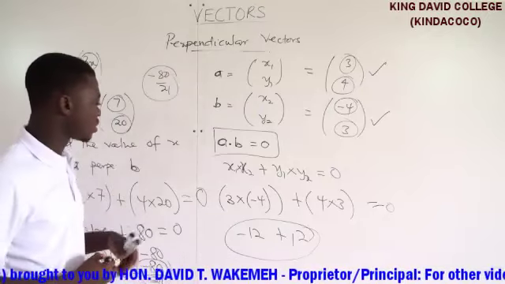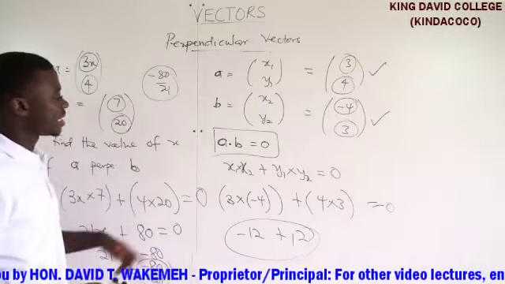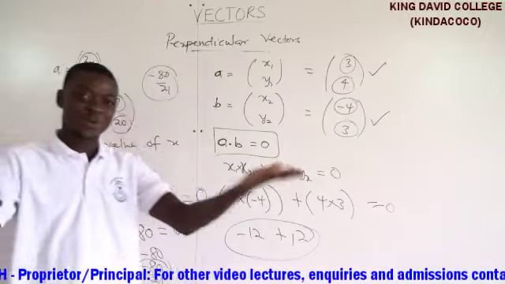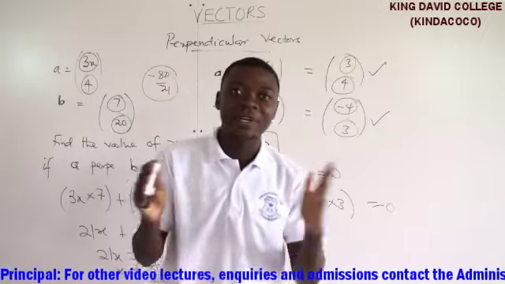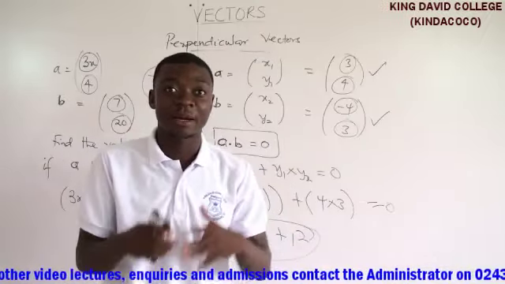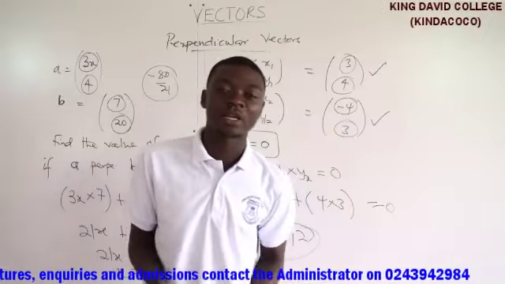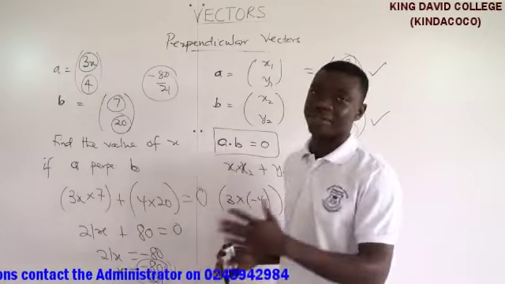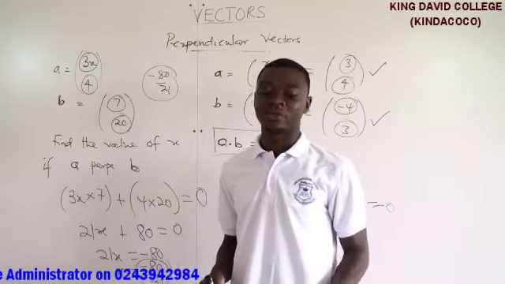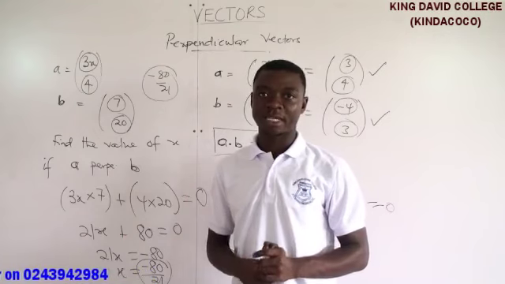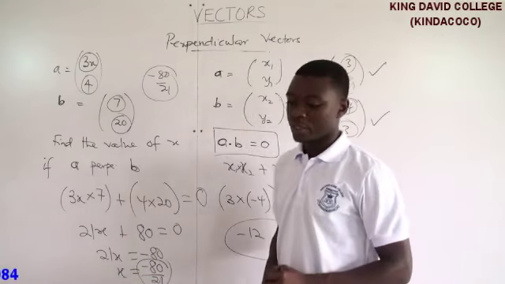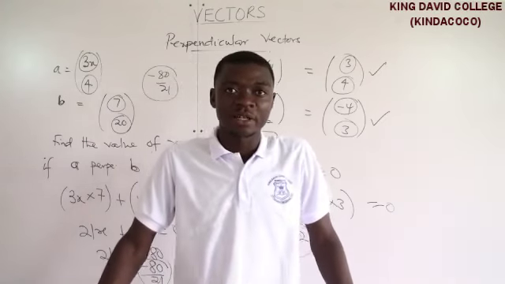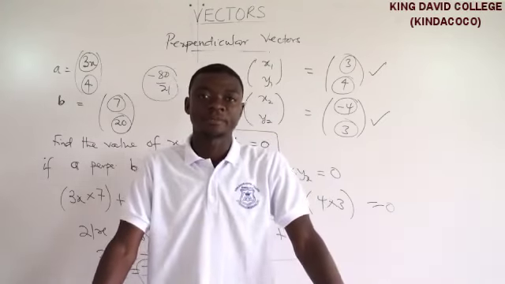That's it. So you always have to just use this principle that the dot product between the two vectors is 0. If the dot product is 0, then what happens? They are perpendicular. Okay. So we are done. Basically. Okay, so let me introduce you to the very last part of this lesson.